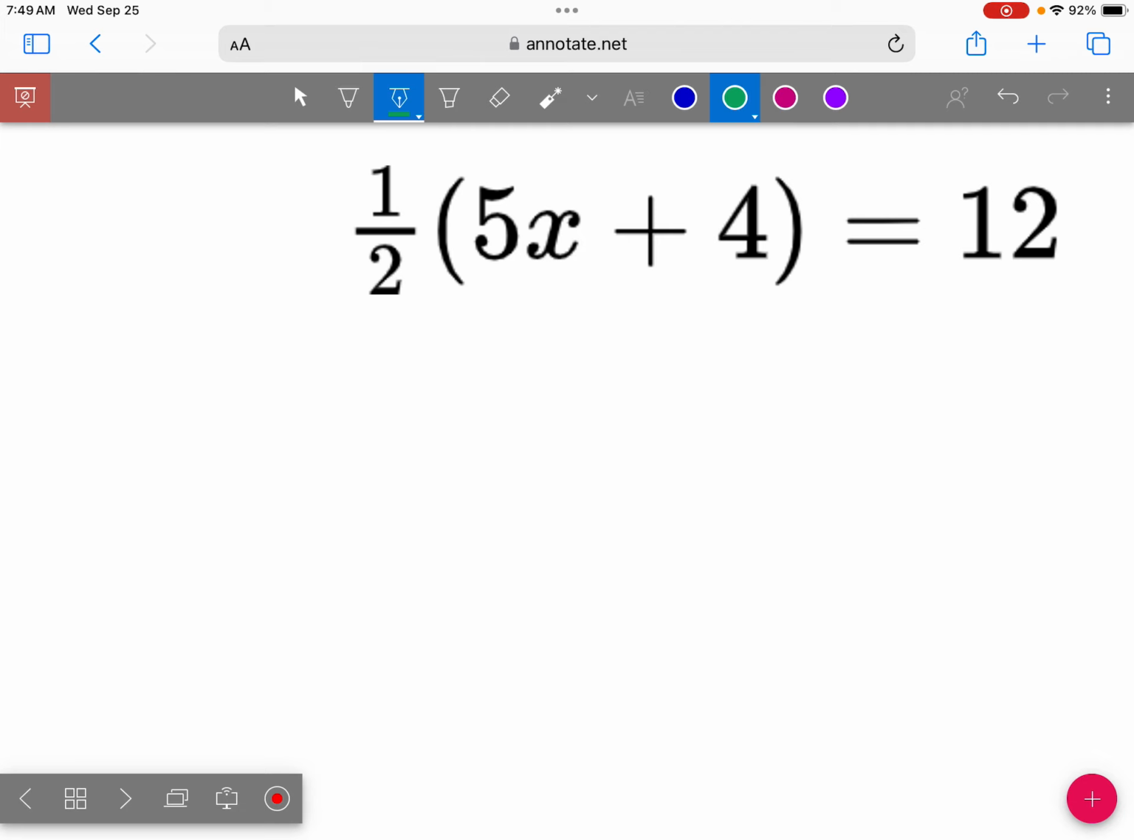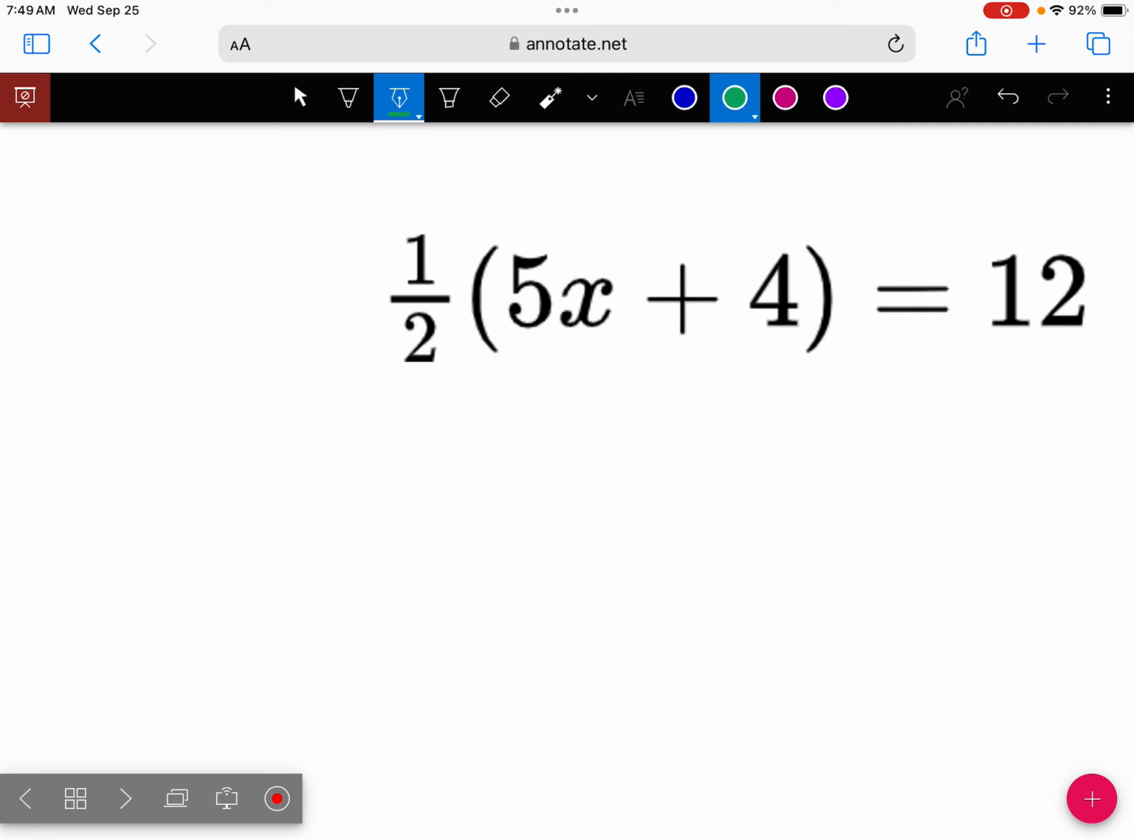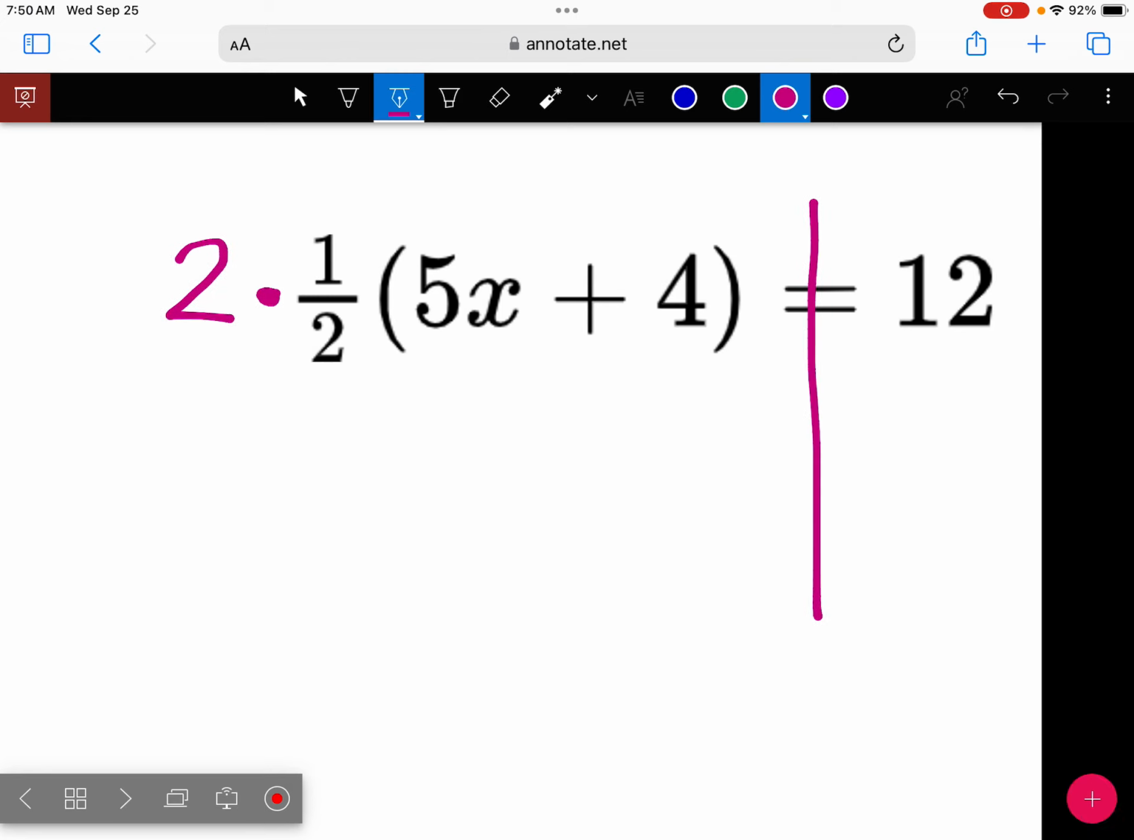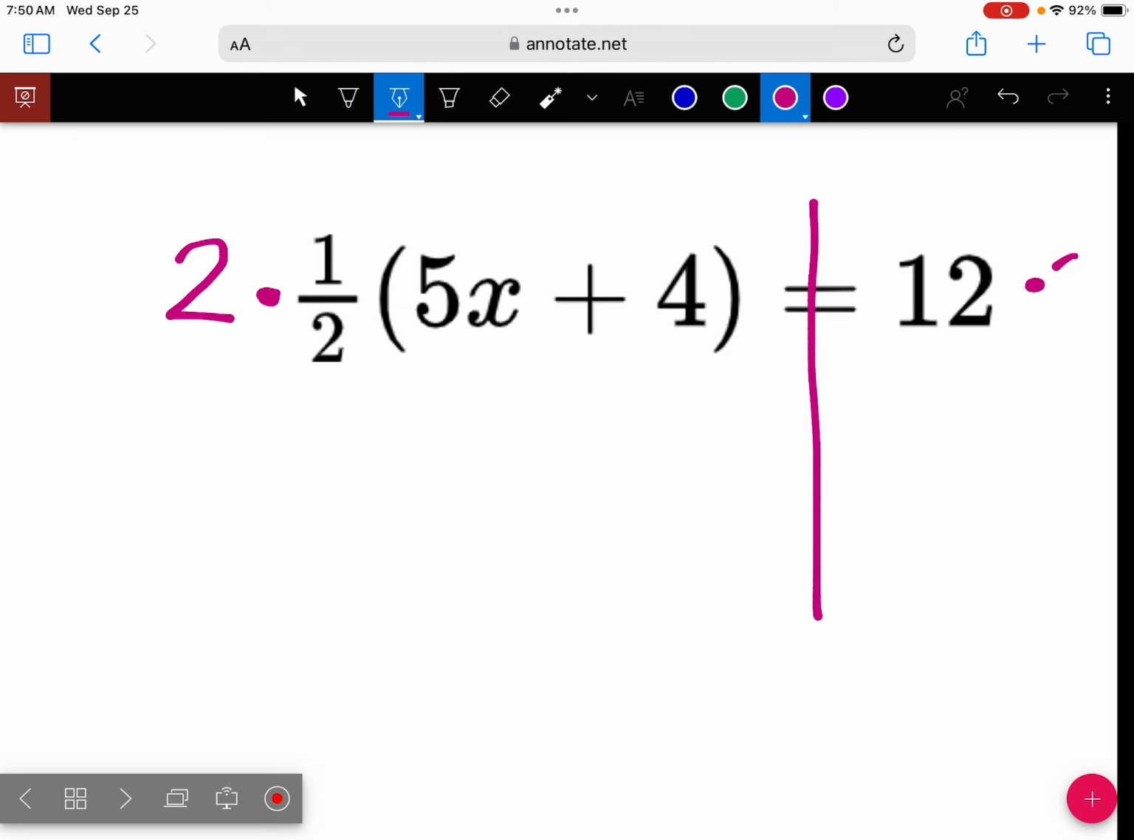So I mentioned it before when we talked about fractions. We see a fraction and we don't like it. We say, oh, whoa, what can I do to get rid of a fraction? Multiply by my denominator. So I need to multiply both sides of my equation by my denominator. So I'm going to multiply by 2 to both sides.